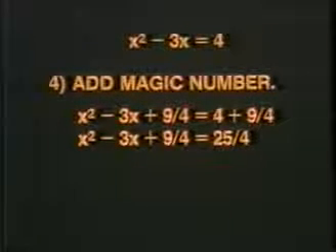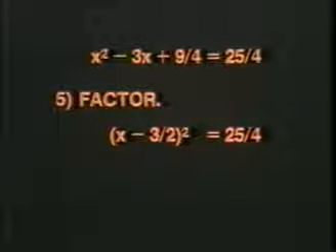We add the magic number to both sides. This step is crucial because it gives us a perfect square on the left, which we can factor and rewrite as a square. And here it is.